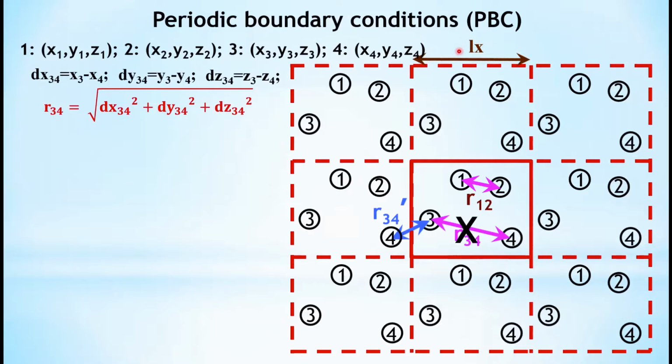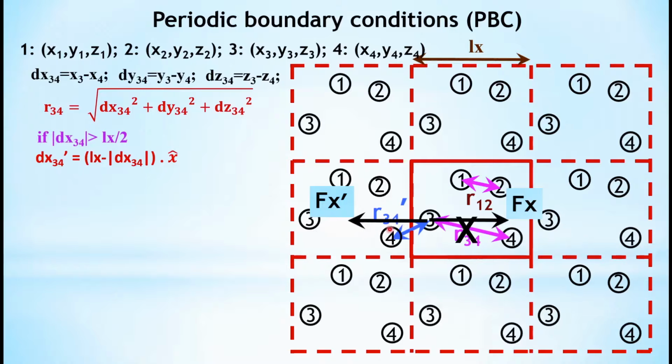Say this is Lx. Now if the magnitude of dx34 is greater than Lx by 2, then dx34 prime is given by this expression: Lx minus mod of dx34, multiplied by a unit vector. We also have to put a unit vector. Why? Because the force on particle 3 due to particle 4 in the simulation box will be towards the right side, whereas if we consider particle 4 in the adjacent box, then the force on particle 3 will be towards the left side. So there is an inversion of the direction of the force, so we have to put a minus sign.